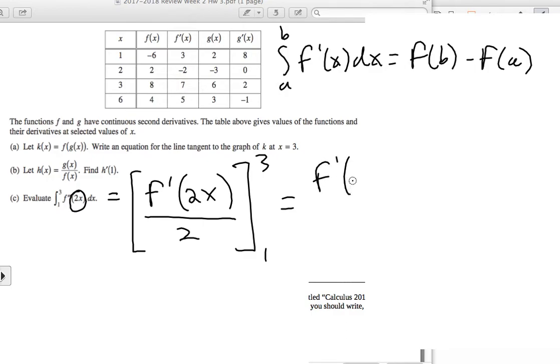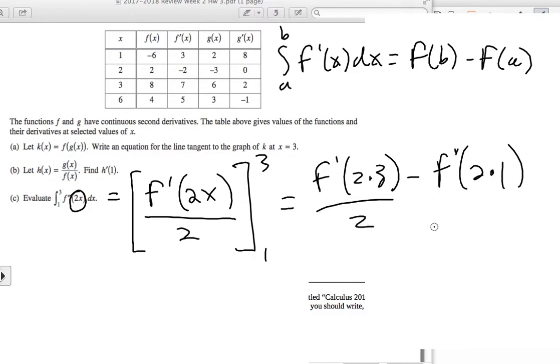This is going to be f prime of 2 times 3 minus f prime of 2 times 1, divided by 2, divided by 2. All right, f prime of 2 times 3 is f prime of 6. F prime of 6 is 5. So 5 halves. F prime of 2 times 1 is f prime of 2. That's negative 2. So minus negative 2 over 2. That ends up being plus 5 halves plus 1, 7 halves.